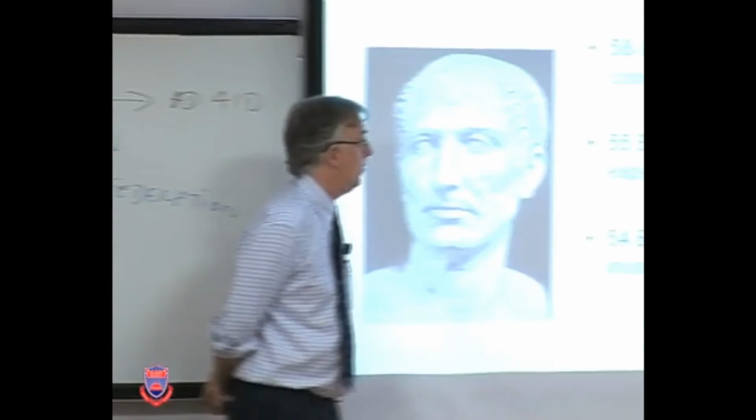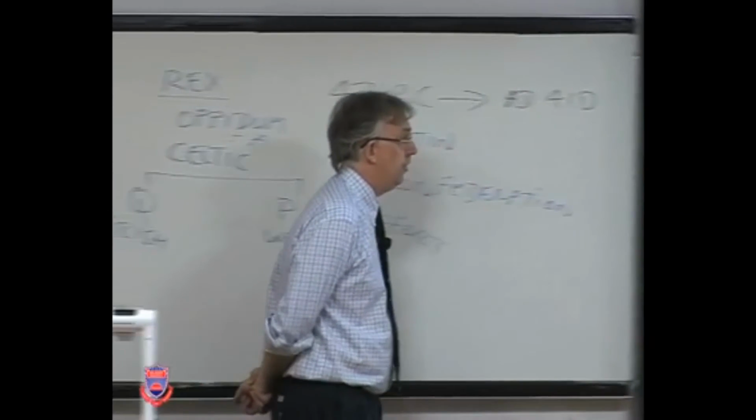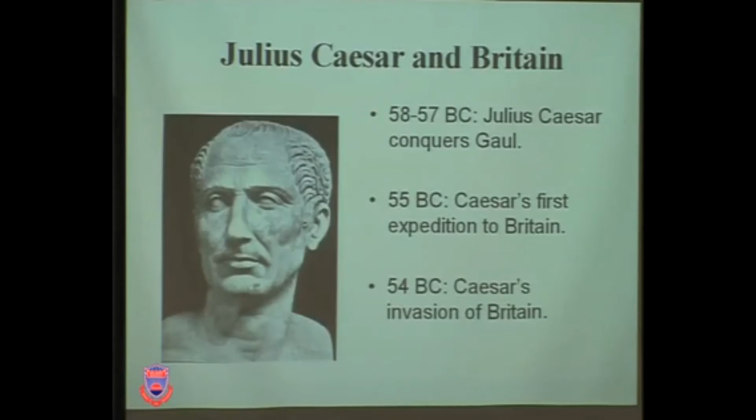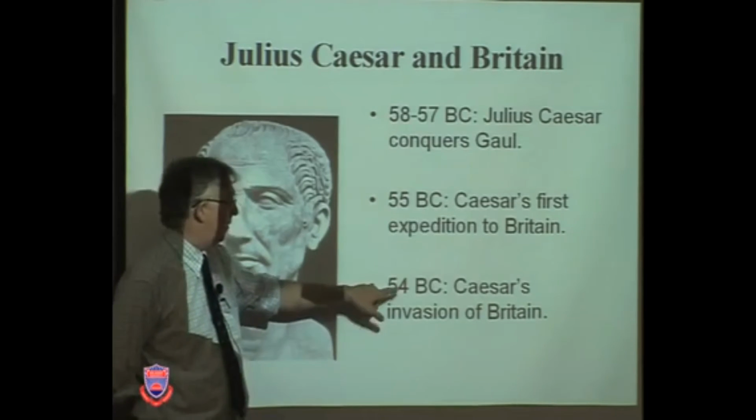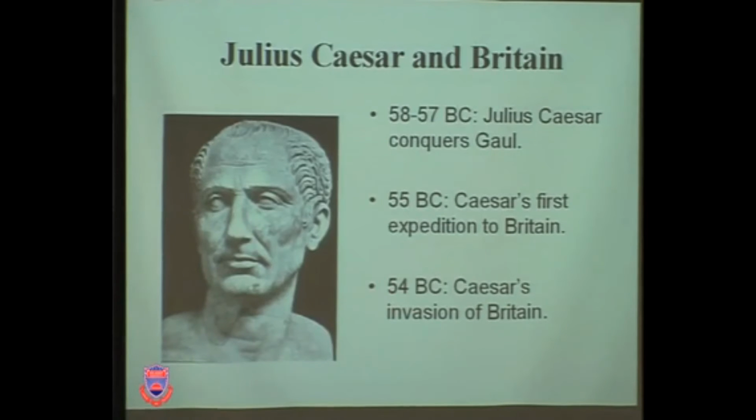In 55 BC, Caesar makes an expedition into Britain, a kind of foray, a kind of attempt to see what the situation is in southern Britain. And in 54 BC, he attempted what we think is a proper invasion, which is described in his book.